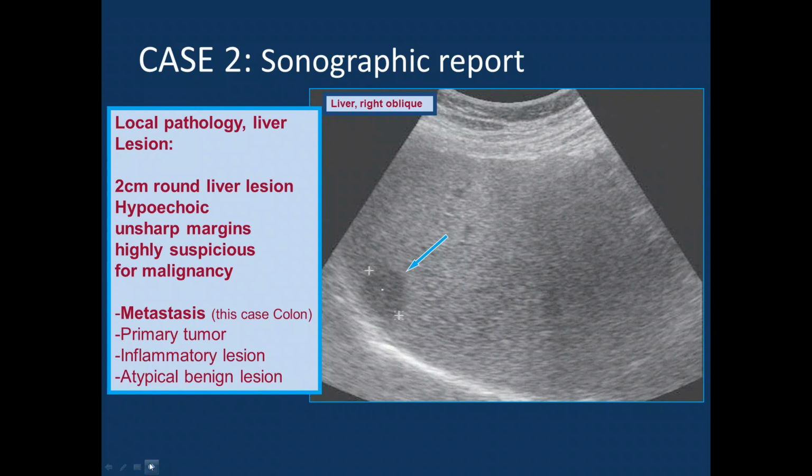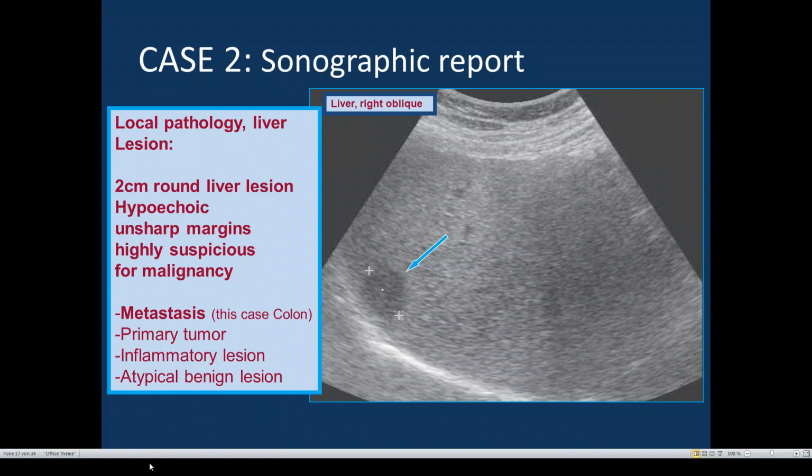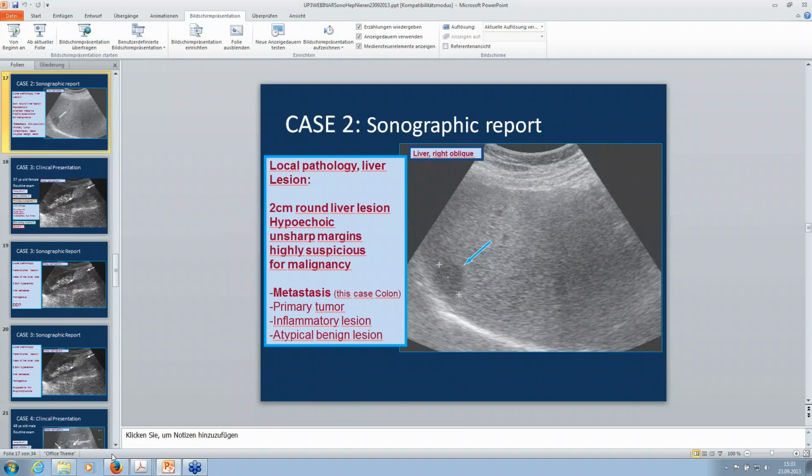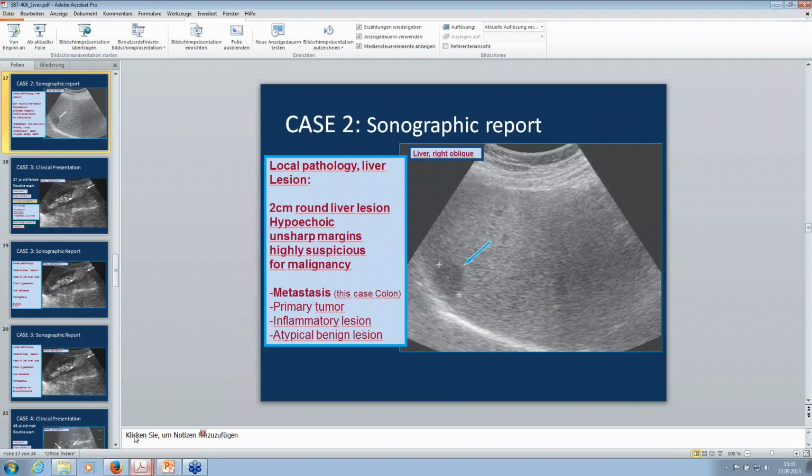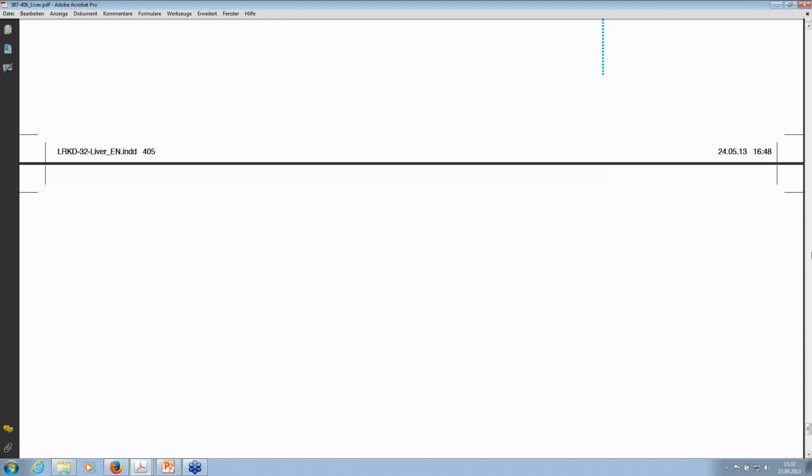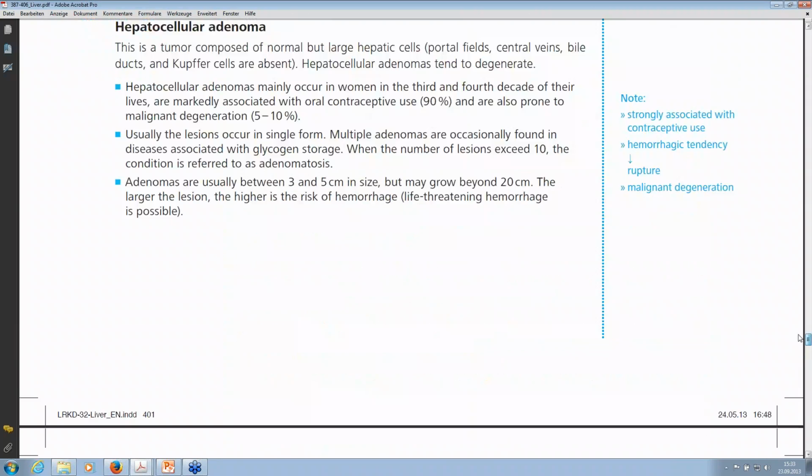May I make one comment about the border of this lesion, because many colleagues said it was a sharp lesion. We identified it as an unsharp lesion. If you recall the cyst we showed first in the book, it had a clear margin, a clear line, which is a sharp lesion. In contrast, this one is an unsharp lesion with a hypoechoic mass inside.